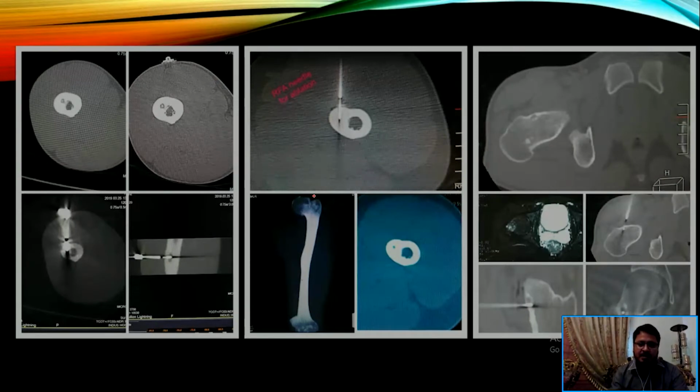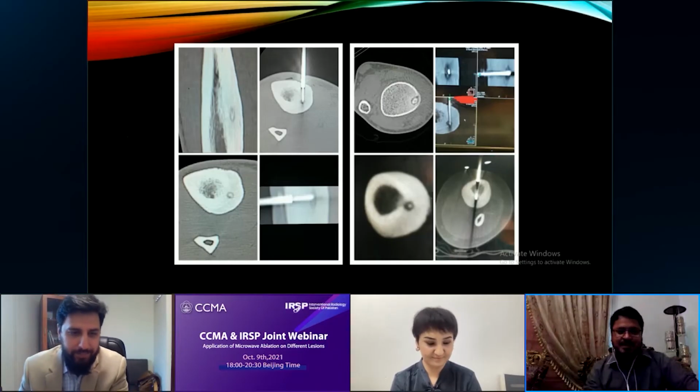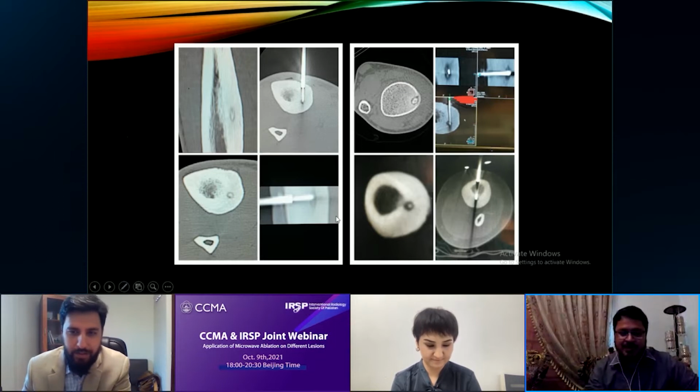So here are a few cases of radiofrequency ablation. We use radiofrequency ablation in most superficial lesions. Like here you can see a very superficial lesion in the anterior cortex of the right femur. And considering the superficiality of the lesion, we use radiofrequency rather than microwave ablation. So these are a few cases of radiofrequency ablation.